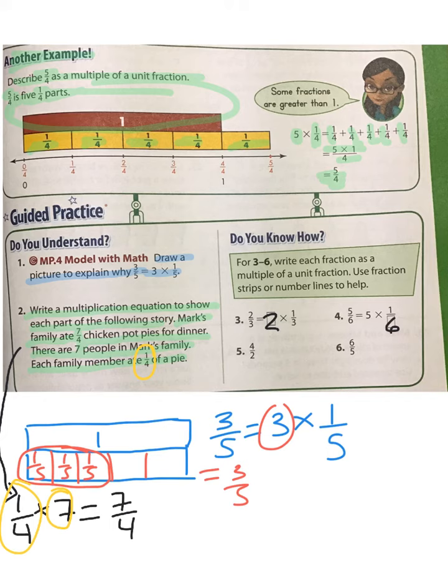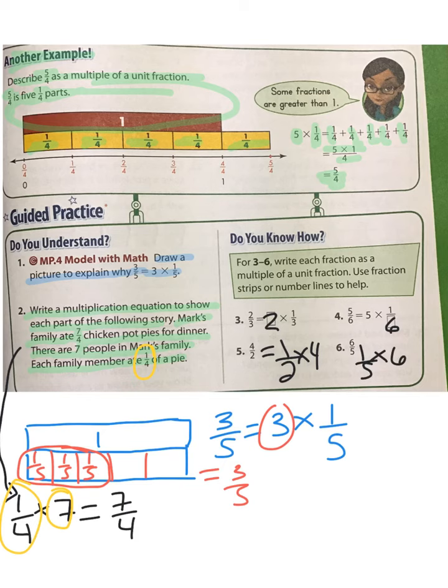Okay, so 4/2. Take your denominator, which is 2, and make it a unit fraction, which would be a 1 on top, and then multiply it by the top number. That's all you have to do. So we have 1/2 times 4. For 6/5, we're going to take our denominator, which is 5, put a 1 on top of it, then we're going to multiply it by our top number.